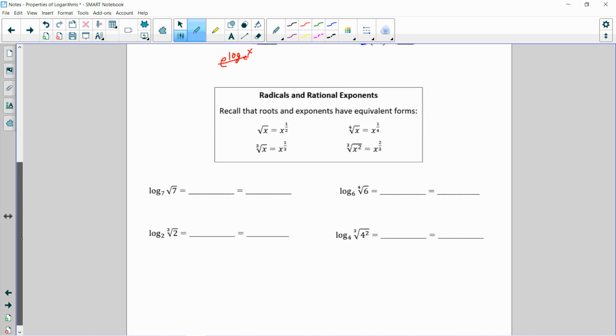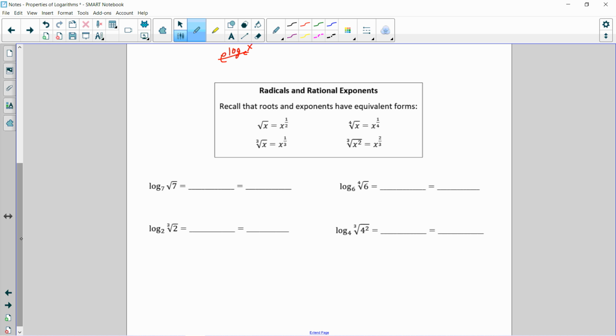Okay, and the ones that will probably look the funniest as you work on them are the square roots. It's remembering that square roots and exponents have equivalent forms, and we call them rational exponents, rational implying that it's going to look like a fraction. So here with this example, I could write it as log base 7 of 7 to the 1/2. So it's making the connection here that that square root is the 1/2 there.